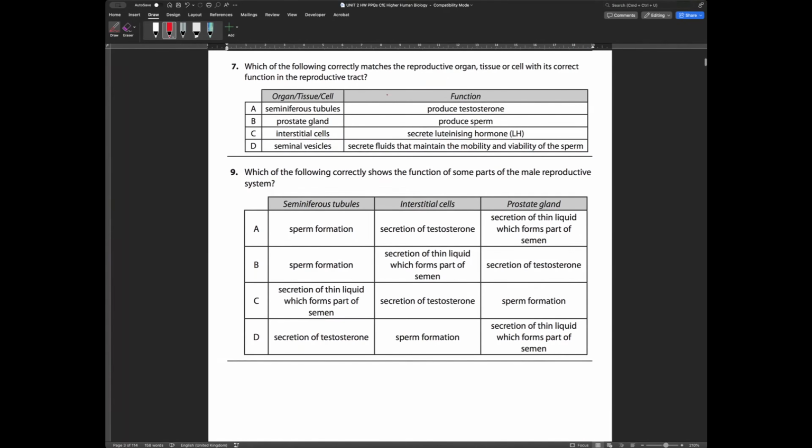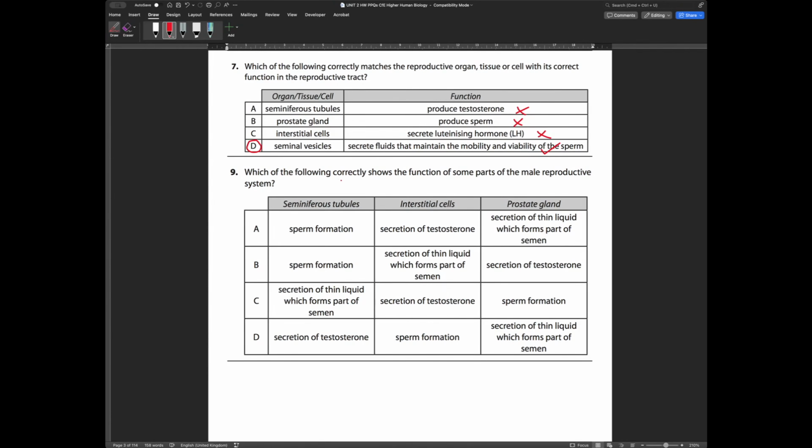Question 7. Which of the following correctly matches the reproductive organ, tissue, or cell with its correct function in the reproductive tract? So the seminiferous tubules, do they produce testosterone? No, they don't. So we can say nope to that one. Does the prostate gland produce sperm? Nope, that's the seminiferous tubules. Do the interstitial cells secrete luteinizing hormone? Nope, they don't. They secrete testosterone. And the seminal vesicles, do they secrete fluids that maintain the mobility and viability of the sperm? Yes, they do. So our answer is going to be D for that one.